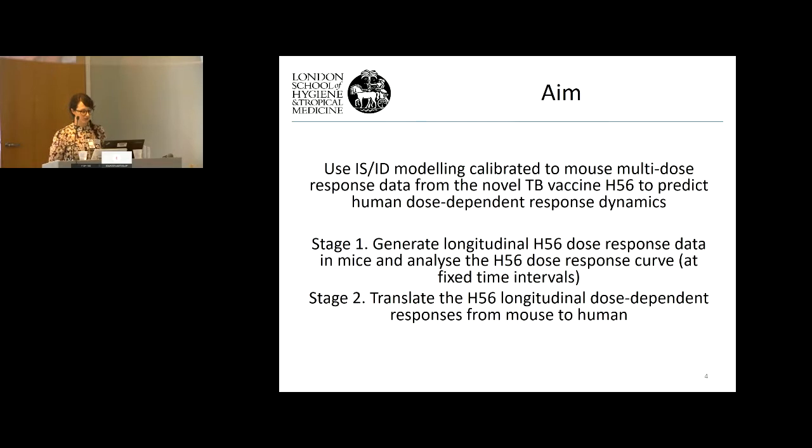We did this in 2 stages. The first was to generate longitudinal H56 dose response data in mice, and then look at the dose response curve to see if we can definitively say that we cannot see a saturating curve, that something else is going on. We assessed the dose response curve at different time intervals. The second stage was to translate the longitudinal dose-dependent responses from mouse to human. I'll start with stage 1.